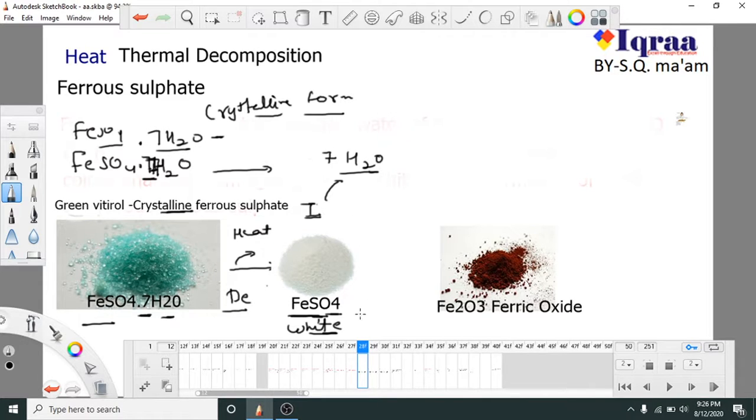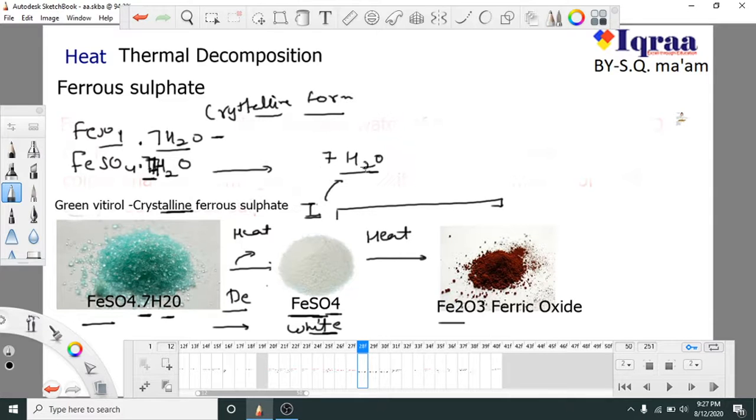Now water is separated and ferrous sulfate is again separated. Our NCERT book is showing this reaction. It is not indicating how ferrous sulfate hemihydrate became ferrous sulfate. So first we will remove water, and after that we will heat ferrous sulfate again. This is white in color and solid in nature, and after heating this ferrous sulfate we will get ferric oxide.